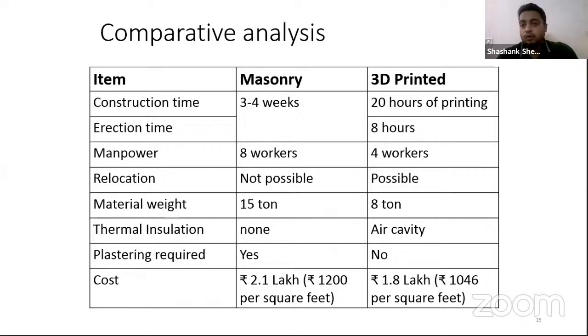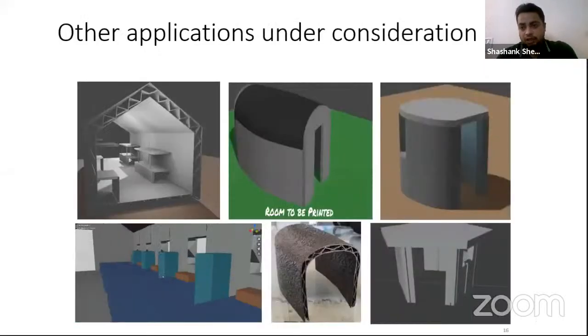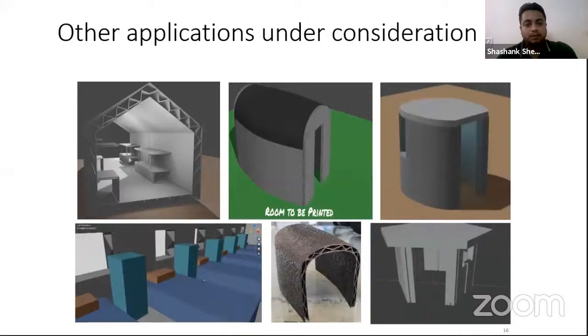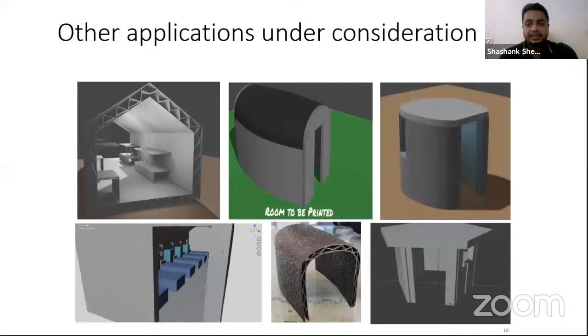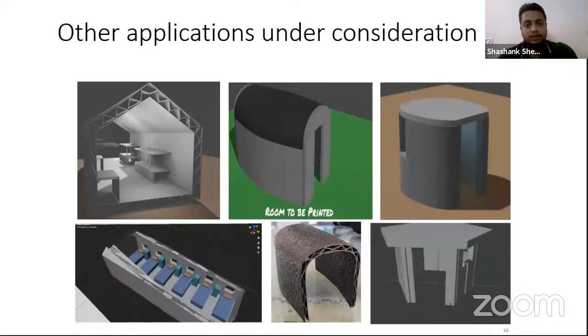Also, we can now go very complex in design. We can integrate voids for better thermal insulation. And because of those voids, we were able to achieve a much lesser quantity of material required. The material requirement was reduced to half, and we were able to achieve very good thermal insulation as well. So other applications are also in the pipeline for various clients like Indian Army, CPWD as well.